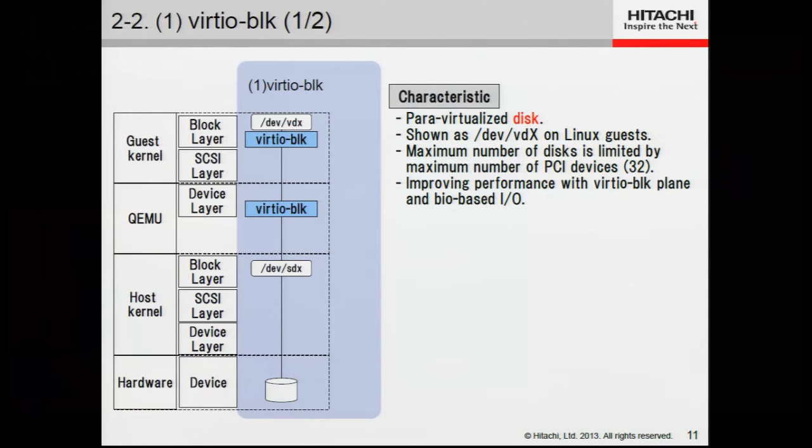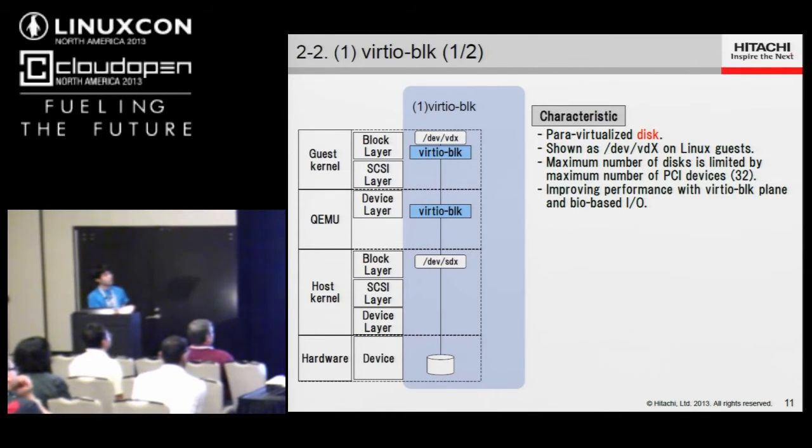First device type is virtio block. I use this kind of figure from this slide to explain and compare these configurations. Virtio block is a paravirtualized disk, and it is shown as vd devices in the Linux case. To make the host device visible to the guest OS, virtio block in the QEMU device layer works together with a virtio block driver in the block layer in the guest kernel. Maximum number of disks is limited by the maximum number of PCI devices because virtio block device occupies one PCI device in the guest kernel. So the maximum number is 32.